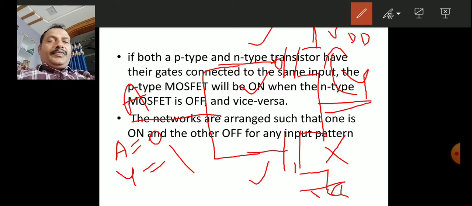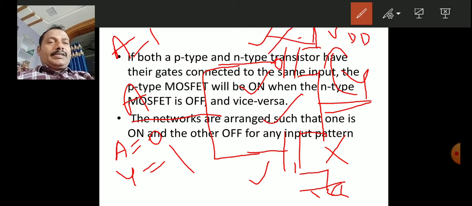For example, if A equals 1, then the N-type MOS will conduct, and the P-type MOS does not conduct. Because it is not conducting, there is no connection from the output to VDD. Because the NMOS is conducting, Y is connected to ground. That means output Y equals 0.